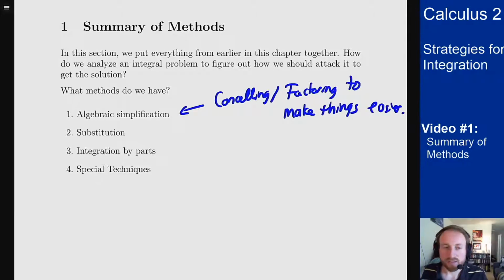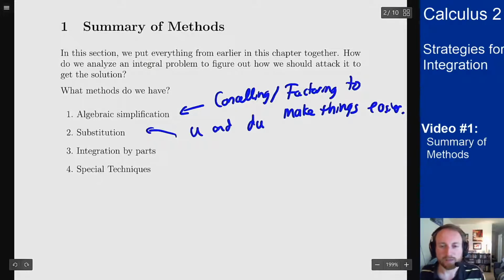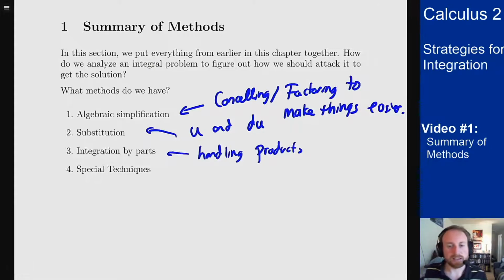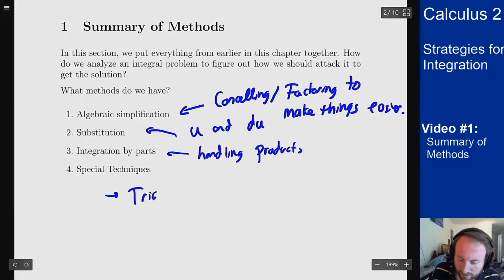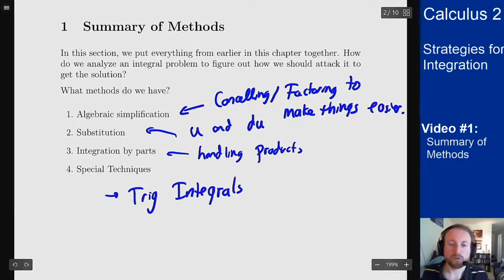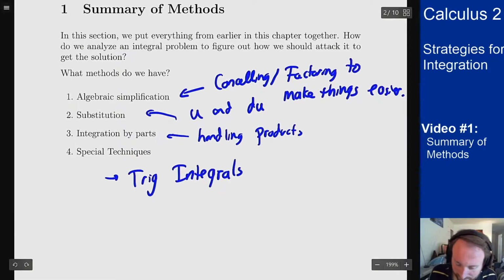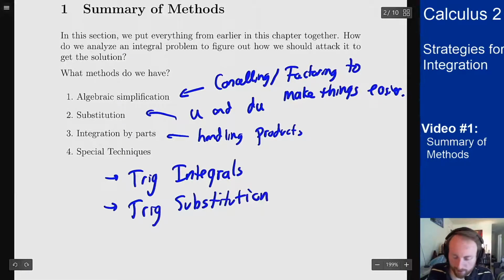Substitution is clearly the normal substitution method, where I have a u and a du and I'm plugging those in to simplify my problem. Integration by parts should be fairly self-explanatory. It is when I have a product that I want to solve using the integration by parts technique. And then special techniques are a list of things we've been doing for the rest of this chapter. These are things like trig integrals, powers of sine and cosine, powers of secant and tangent. We have trig substitution, handling things with radicals like the square root of a squared minus x squared. And then things like partial fractions.